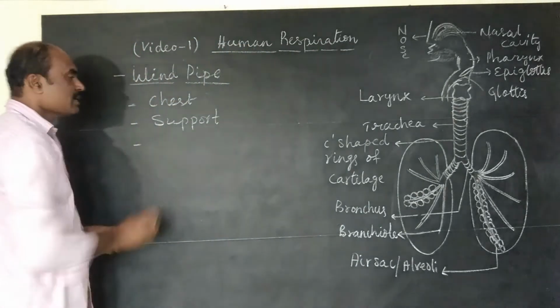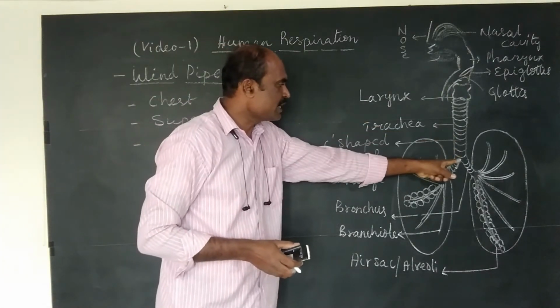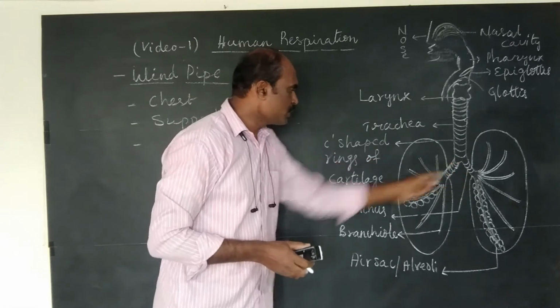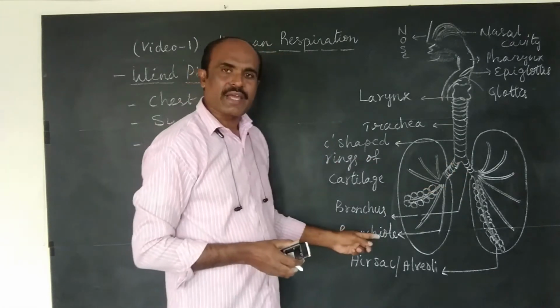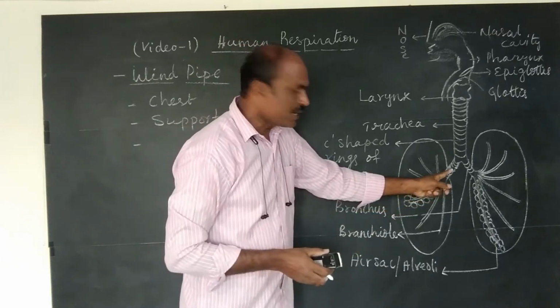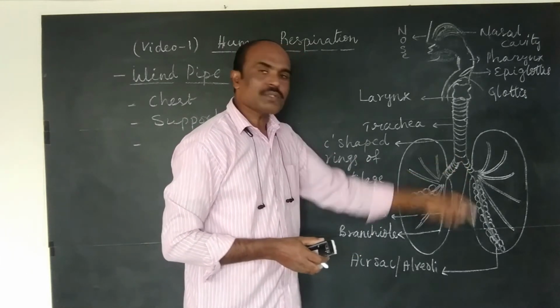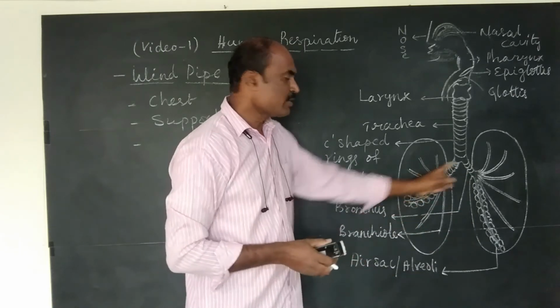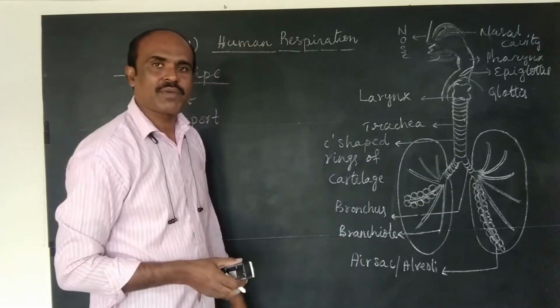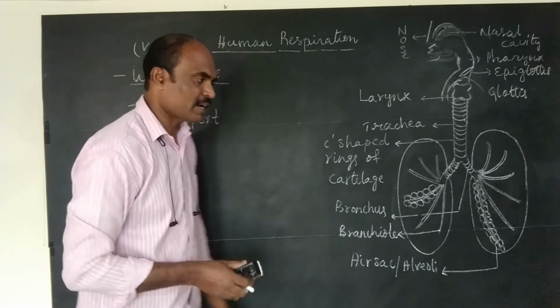And in the chest cavity, this trachea divides into two bronchi. Bronchus singular, bronchi plural. Right bronchus, left bronchus. Both bronchi enter into two different lungs. Left bronchus into the left lung, right bronchus into the right lung.